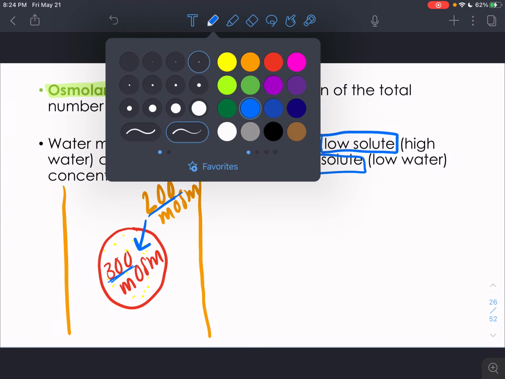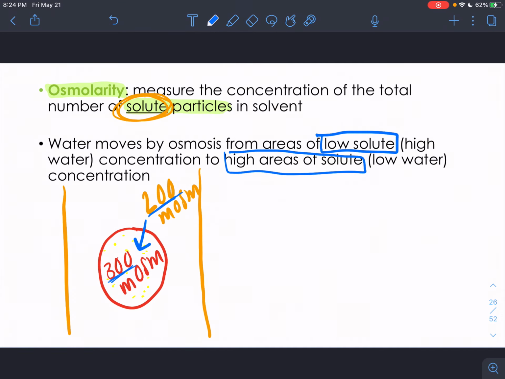We can think of this in, let's say, I do the same thing, but instead now we have inside the cell, say it's 60% salt.